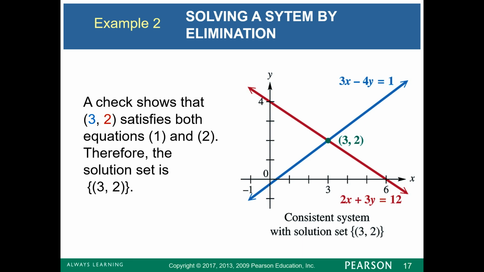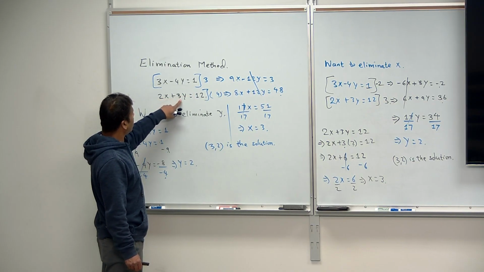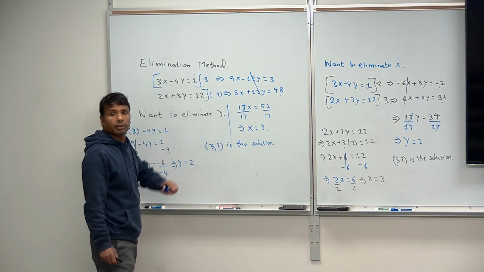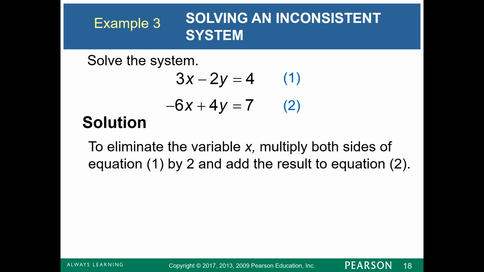Check, like you can plug in x equal to 3 and y equal to 2 here. So 3 times 3 is 9 and 4 times 2 is 8. 9 minus 8 is 1. 2 times 3 is 6. 3 times 2 is 6. 6 plus 6 is 12. It works. Okay.